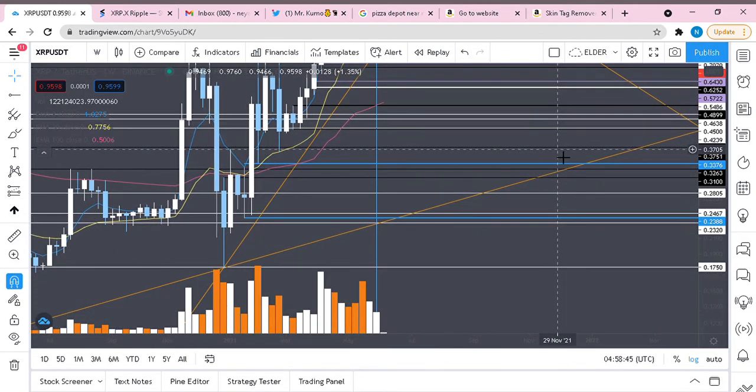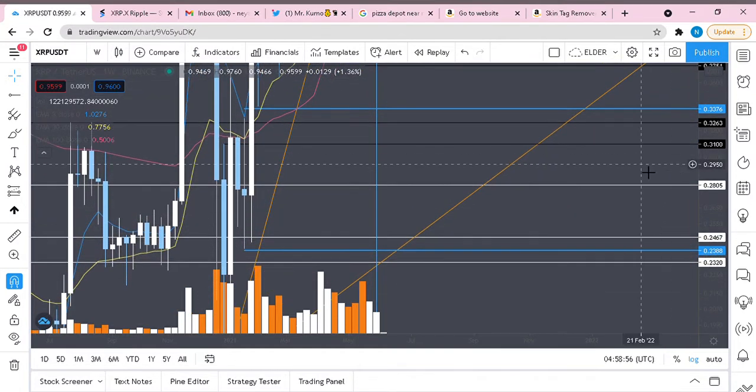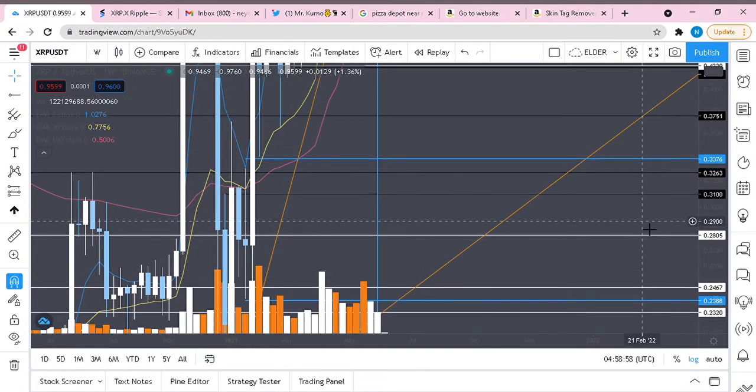Watch carefully, this will happen for sure. It will drop back down to this particular level right here, this blue line right here. I have everything mapped out already, and I've been taking trades left, right, and center. When it is coming down, 99.9% of the time it will land right on 0.3376.